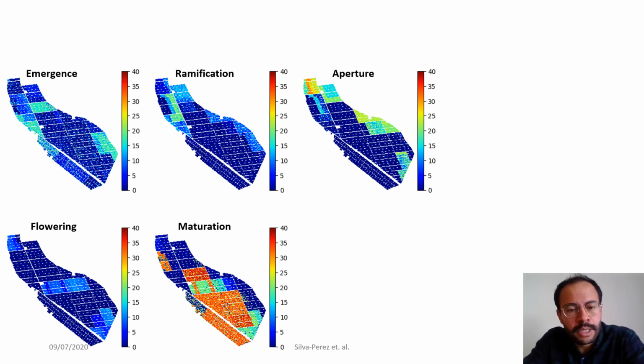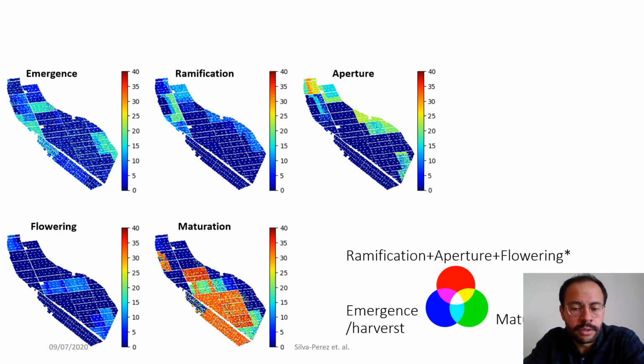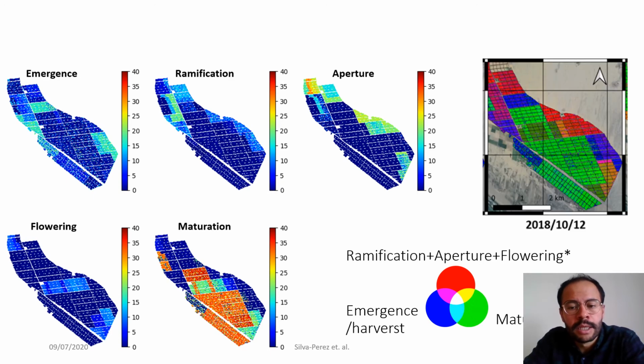Additional to that, we developed a different way to display the same results, which is basically an RGB composite in which the blue channel, we use it to show the prediction of asparagus stems in emergence. In green, we show the asparagus stems in maturation, and then in red, we show the asparagus stems in ramification, aperture, and flowering. We combine these 3 stages because they are really short and consecutive. So as you can see on the right, the result is probably more intuitive and easy to understand.